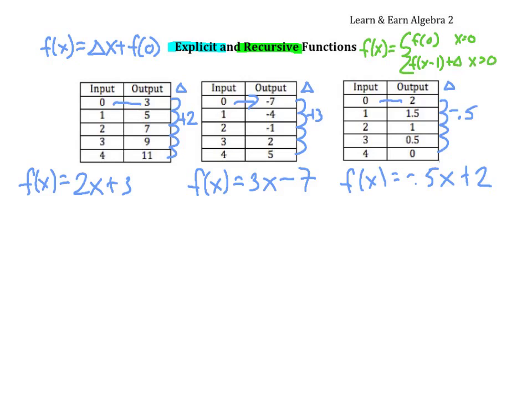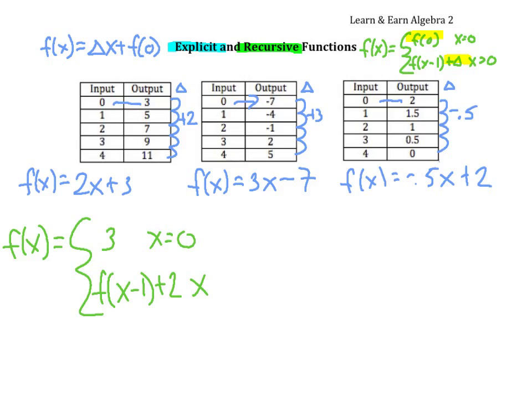So when you talk about recursive functions, everything is going to be the same except for your f of 0 and your delta. Now I've already found the f of 0 and the delta for all the tables. So I'm just going to plug that into the recursive formula. So for the first one I get f of x equals, my f of 0 is 3 when x equals 0, and then f of x minus 1 plus my delta if x is greater than 0.